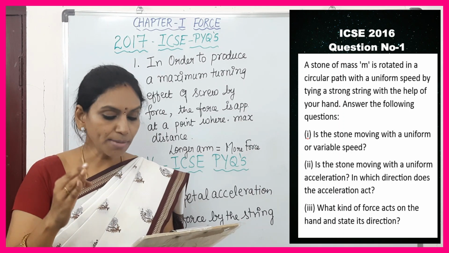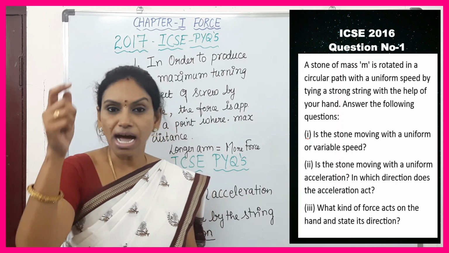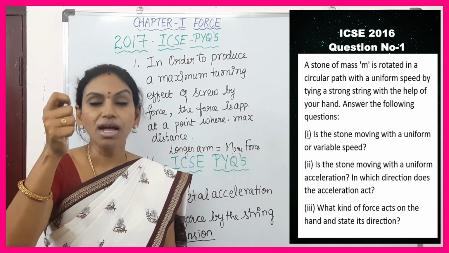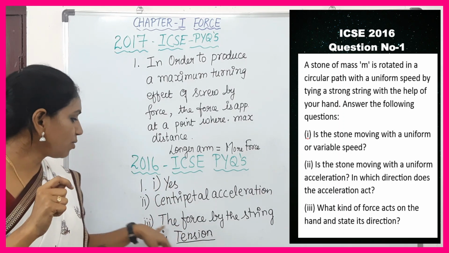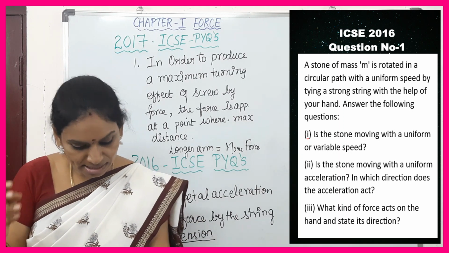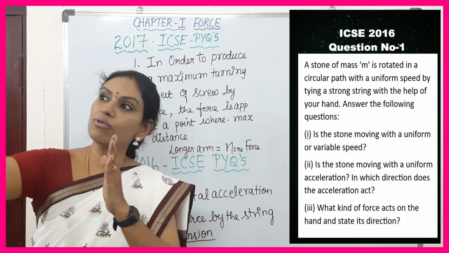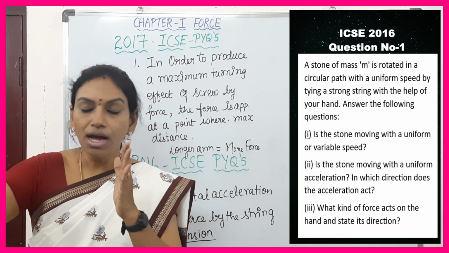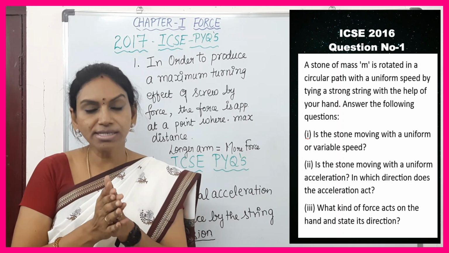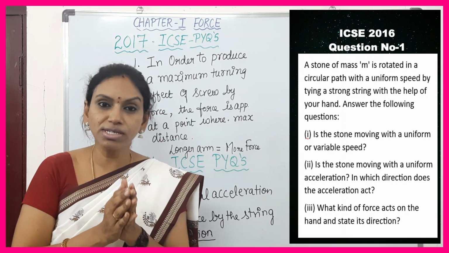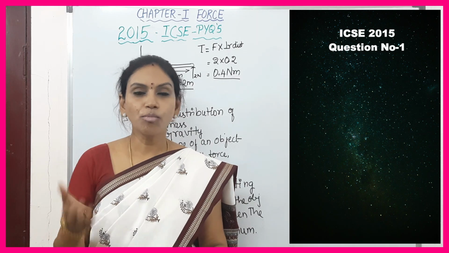Third question: what type of force acts on the hand, and state its direction? What type of force? Since the hand is holding the stone with the string, there will be a tensional force, or tension, on the hand. So the force applied will be tension. Its direction: it is away from the hand. So the tensional force is away from the hand, so that the stone keeps moving. You will write the direction as away from the center. What type of force is it? Tensional force.